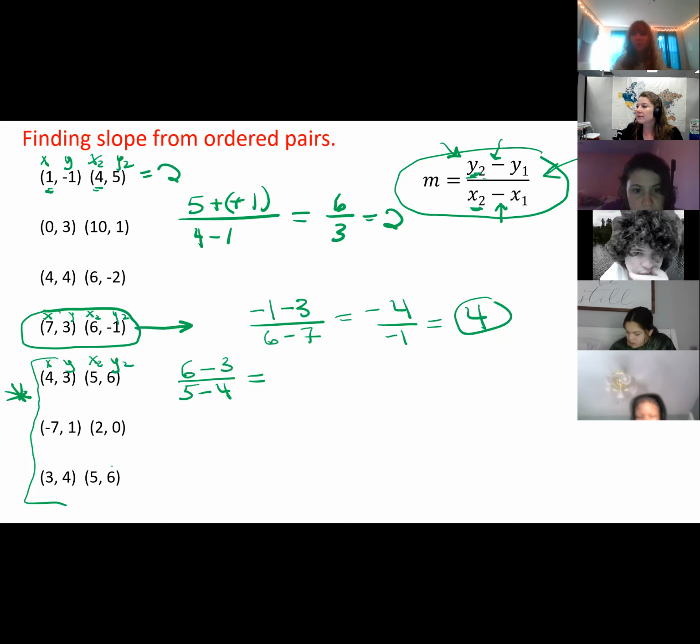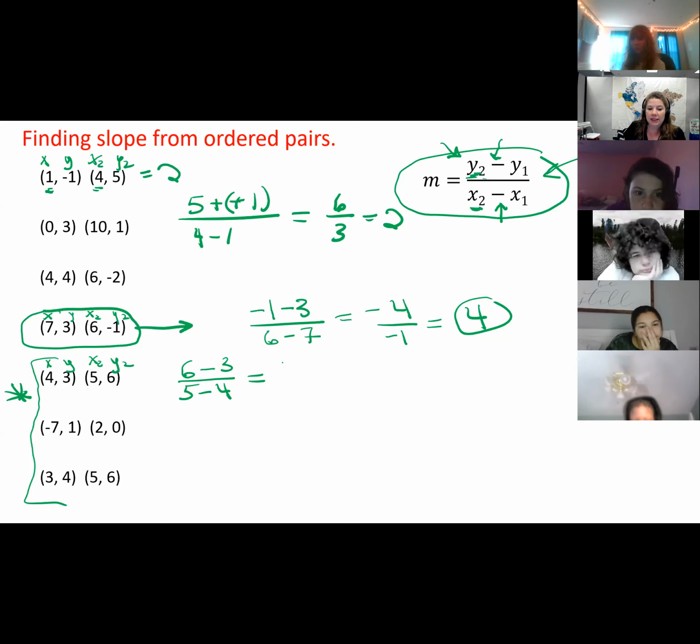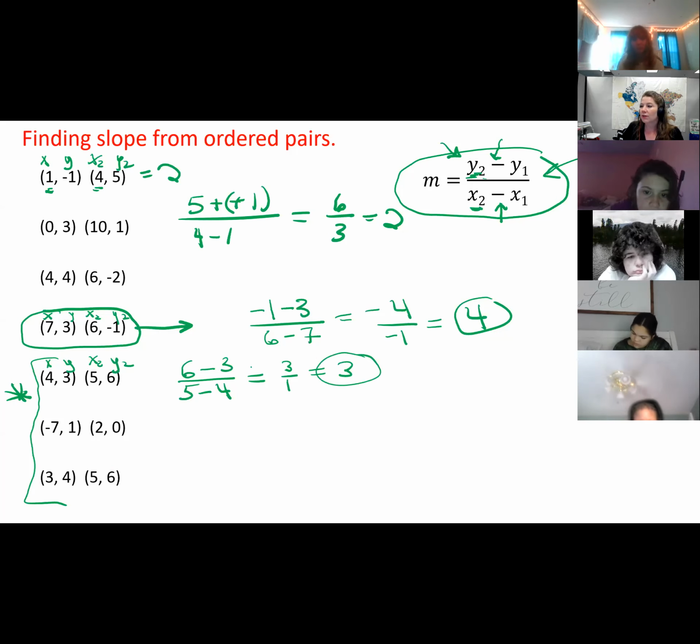Good, Americus. Good, Lynette. Good, Penelope. That's exactly right. 3 over 1. What is 3 divided by 1? 3 divided by 1 is just 3. That's all you need. If you wrote 3 over 1, I would never count it wrong. You just don't need 3 over 1. It's 3.